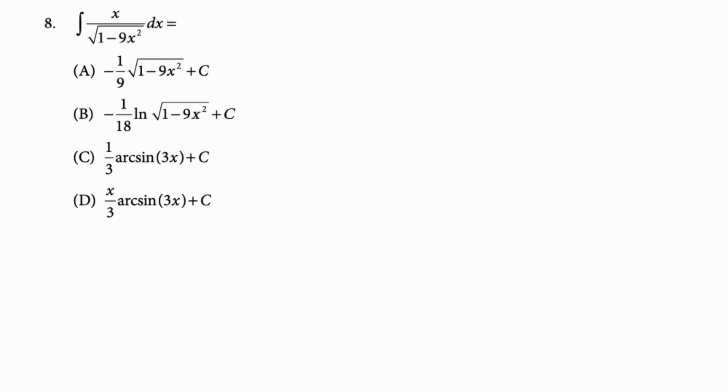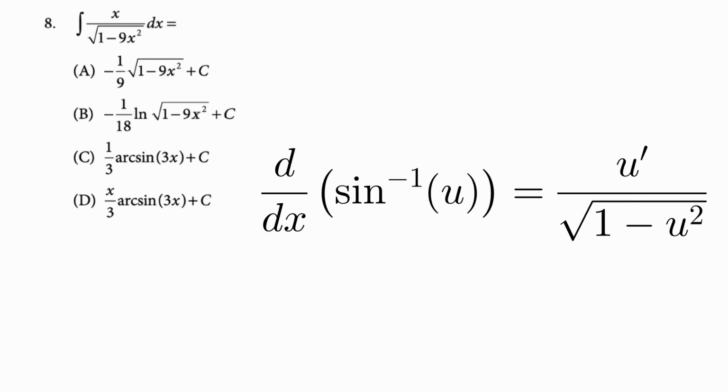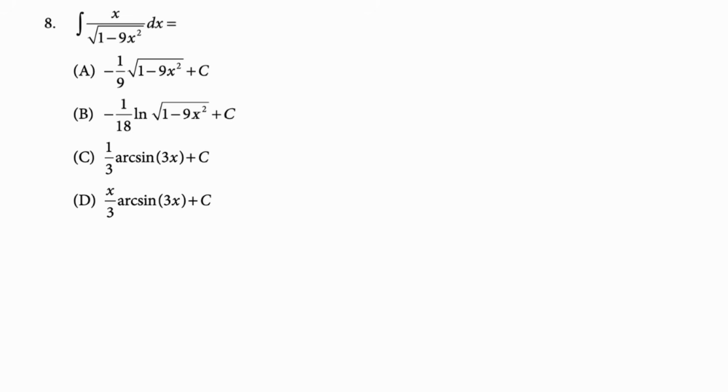If you look at the answer choices, I think they're trying to fool you here. They really want you to think that this is arcsine, but if this was arcsine, then 9x squared would be u squared. So u would be 3x. The derivative of that would be 3, and you wouldn't have that extra x in the numerator. So C and D are not the answer. So we're down to A and B.